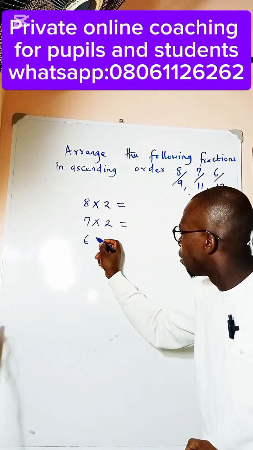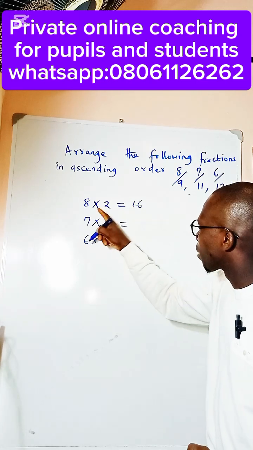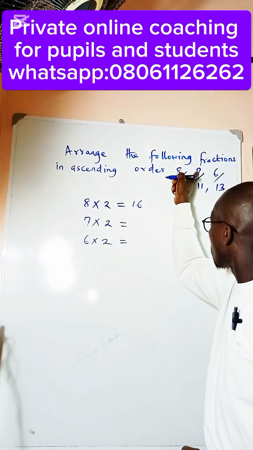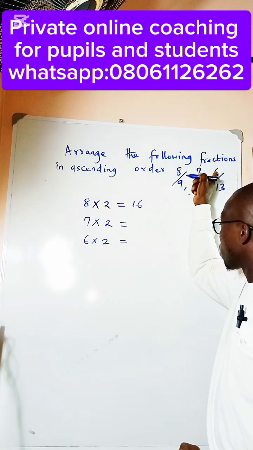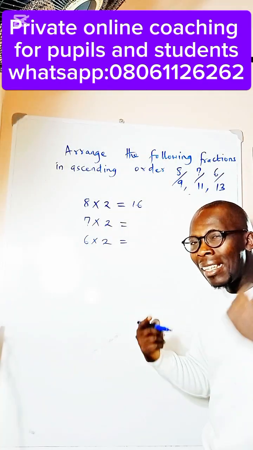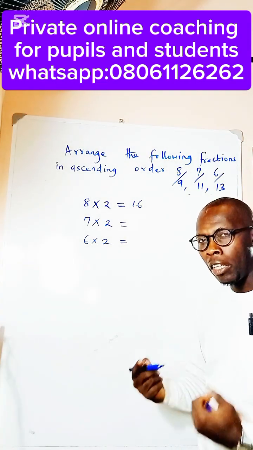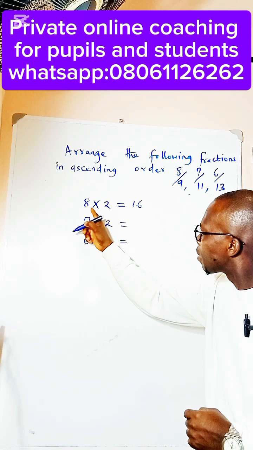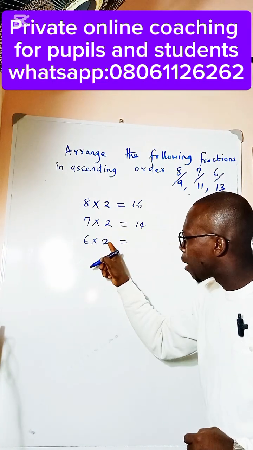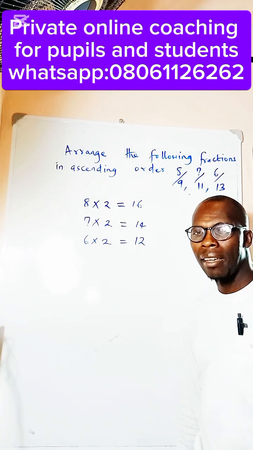6 times 2. 8 times 2 is what? 16. Can you see? 8 is for this numerator, 7 is for this numerator, 6 is for the last numerator. Then I'm multiplying each numerator by the difference of the denominators. Is that okay? 8 times 2 gives you 16. 7 times 2 is 14. 6 times 2 is 12. As simple as that.